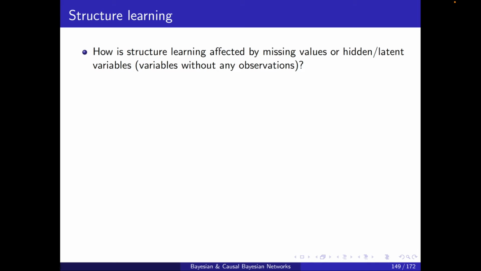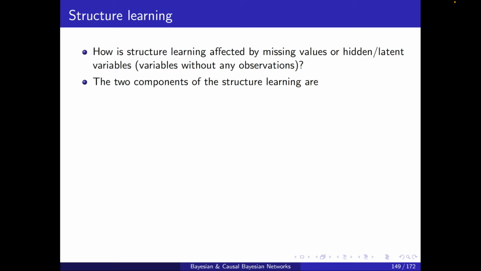So how is structured learning affected by missing values or hidden latent variables, which are variables without any observations? Say you have some variable that you know, for example, could be influential, or there's some probabilistic dependency with the other variables, but you have never measured it in your data set.